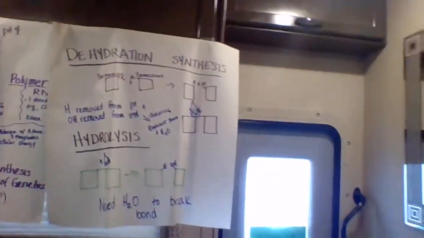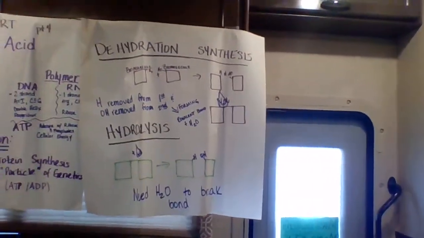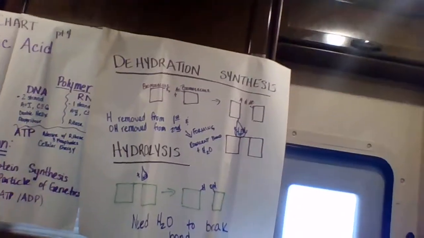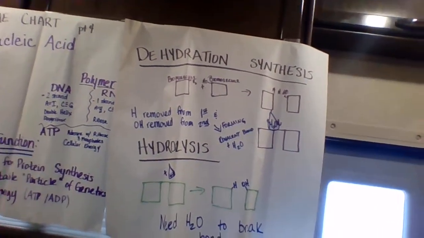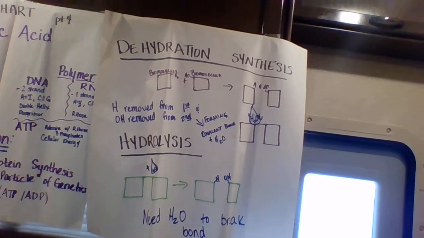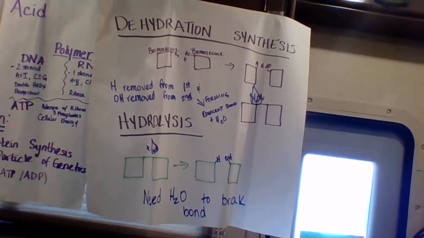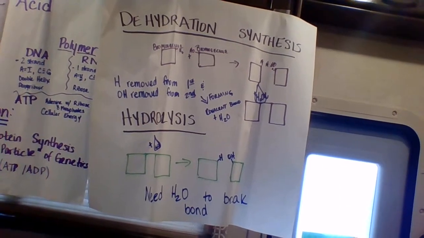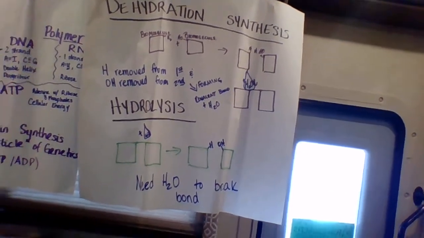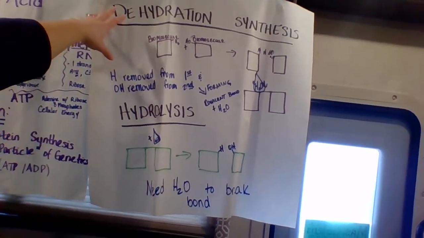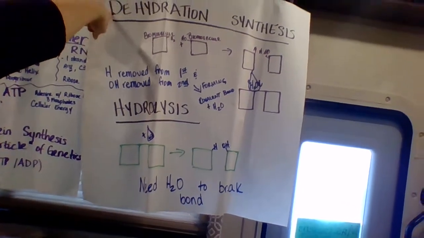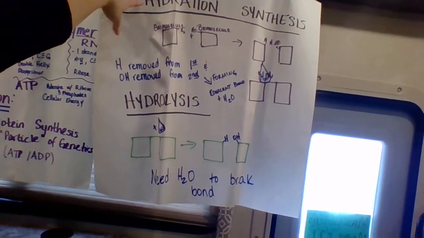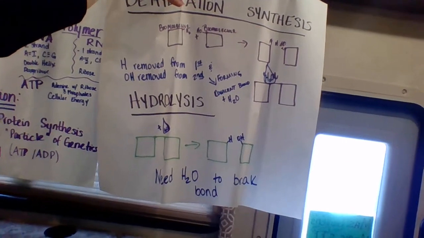The last thing I wanted just to kind of quickly review with y'all is dehydration, synthesis, and hydrolysis. So the way that we make polymers and the way we break polymers down back into their original monomers. So dehydration, synthesis, when we think about the word, to dehydrate is to remove water, to synthesize.